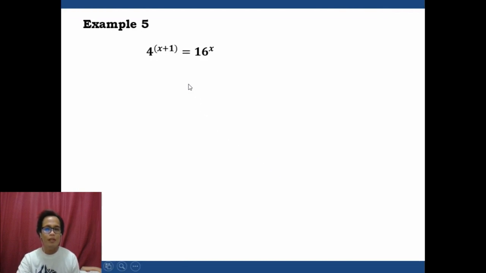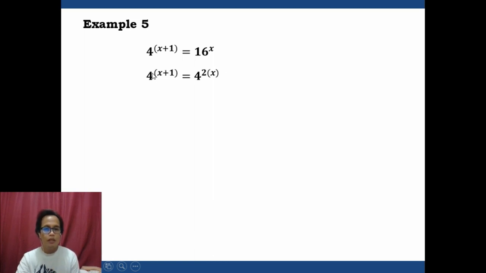Okay, next. Same thing: 4 raised to x plus 1. Again, we have base 4 here. This 16 we can also express to the base 4. What exponent of 4 gives 16? 4 times 4 is 16, so the exponent of 4 should be 2.